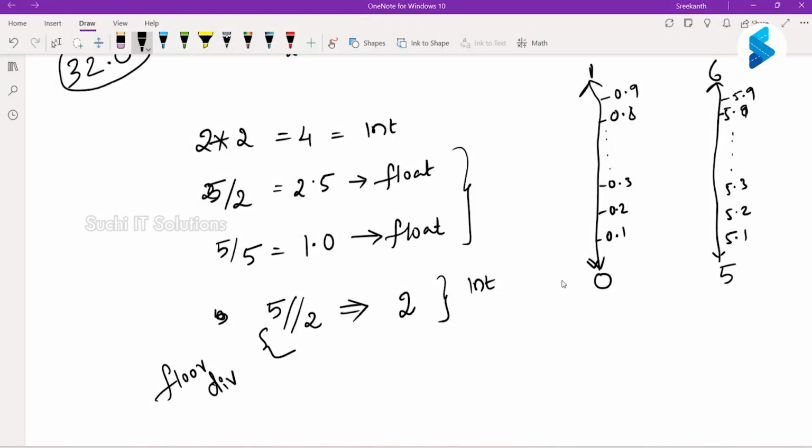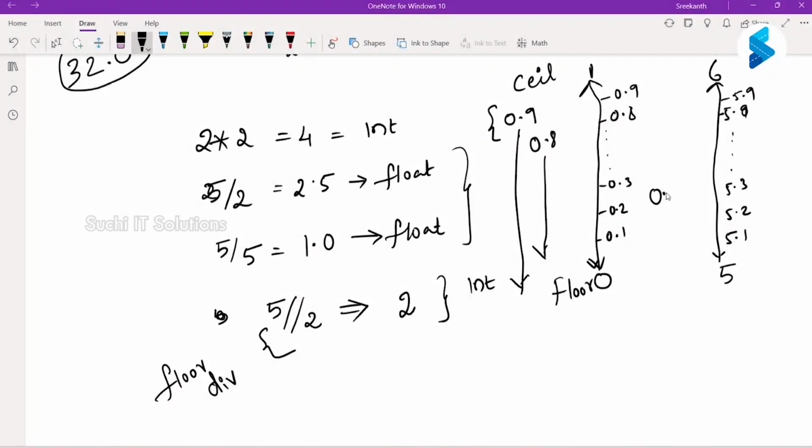So if I take this as a floor value, this as a ceil value, which is nothing but a ceiling, floor and a ceiling. So what would be the floor value of 0.9? 0. Right. So it is always 0. So whatever the floor value of 0.8 will be 0. Okay. What would be the ceiling value of 0.1?